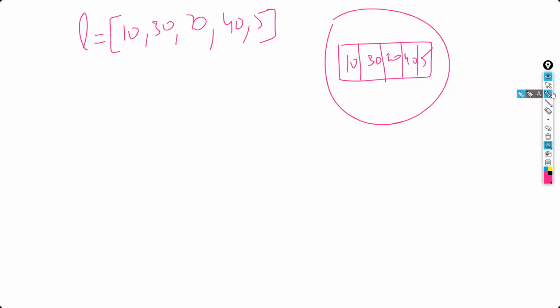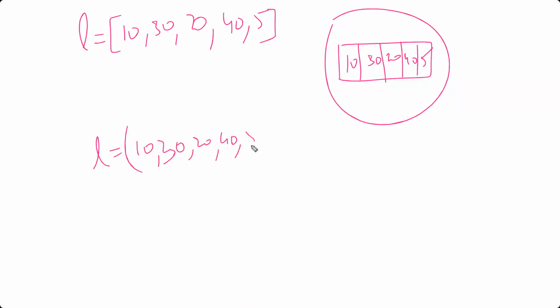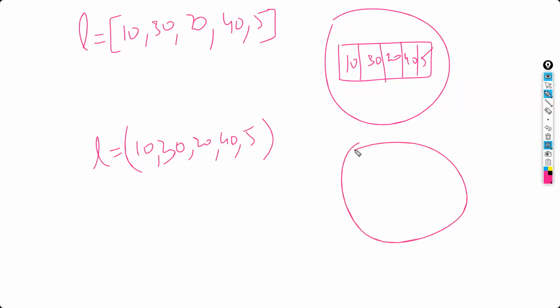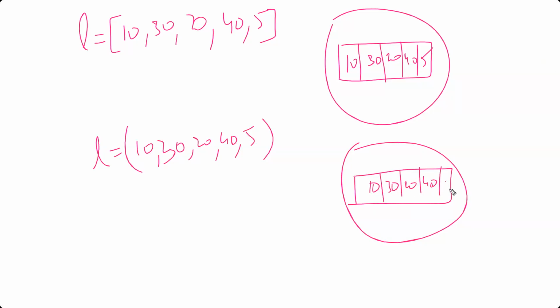Now same thing, if you write in the tuple 10, 30, 20, 40 and 5. And this is T and this is L. This is the list data type. It is a tuple data type. And this is also ordered, so rectangular box will come.